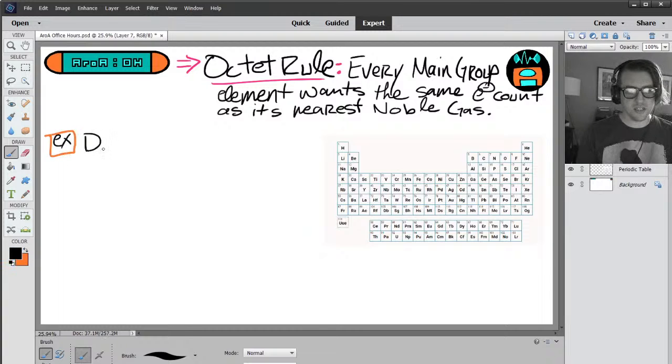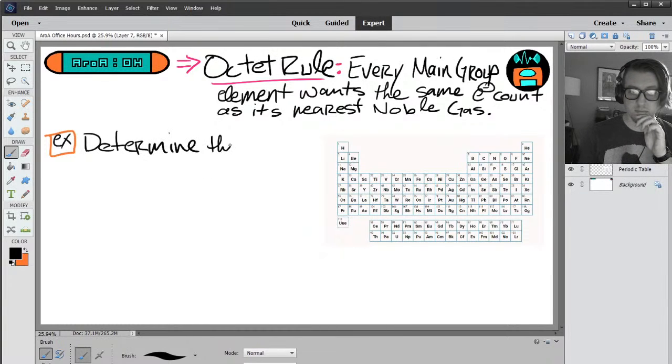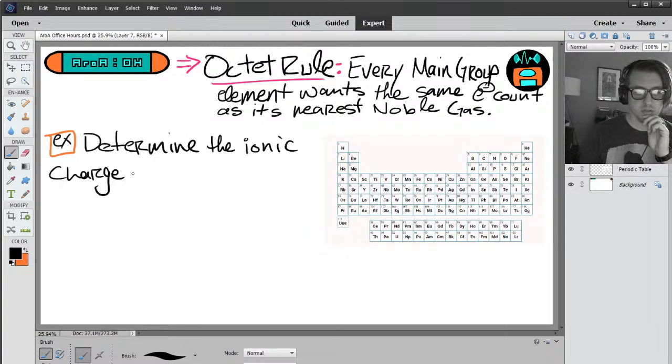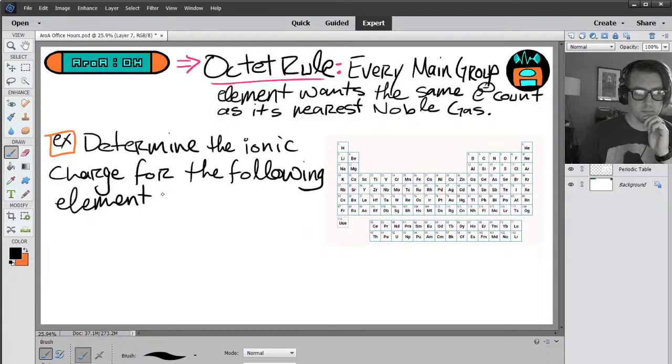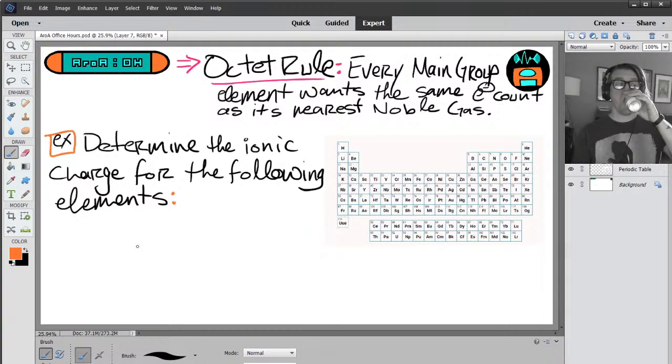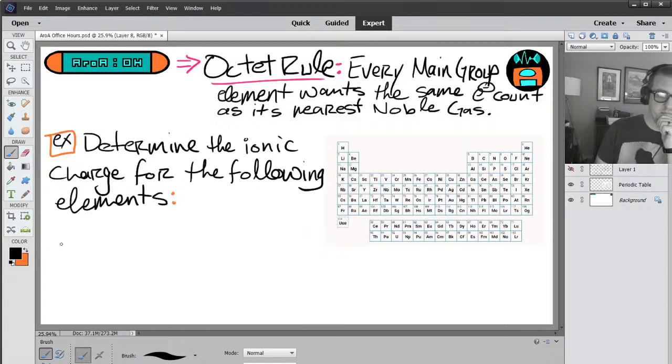For example, let's determine the ionic charge for the following elements. All right, determine the ionic charge for the following elements. Now, let's start with oxygen.